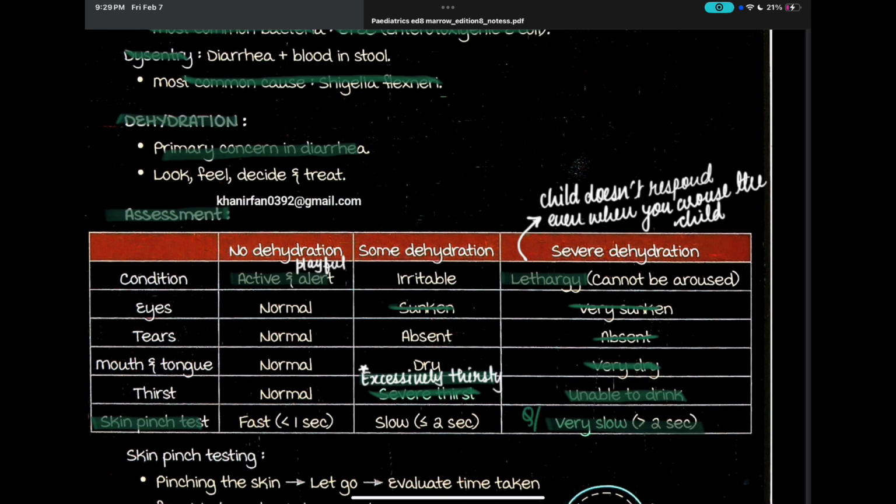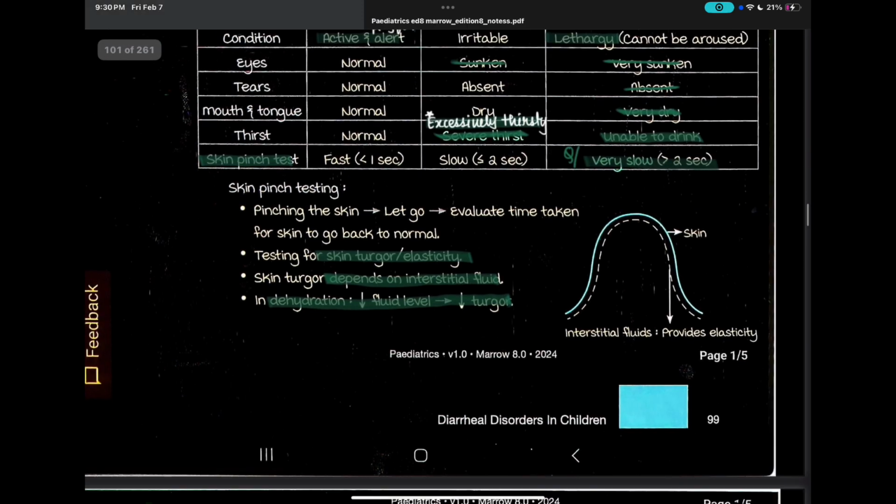Severe dehydration. Child is lethargic. Child doesn't respond even when you arouse the child. Cannot be aroused. Very sunken eyes. Absent tears. Very dry mouth and tongue. Unable to drink water. Very slow skin pinch test. What is the skin pinch time in severe dehydration? It is more than 2 seconds.